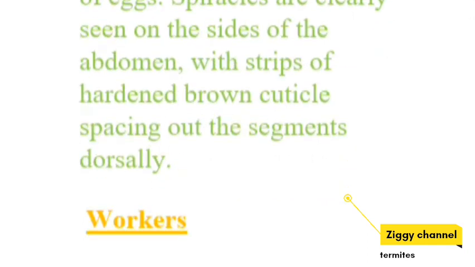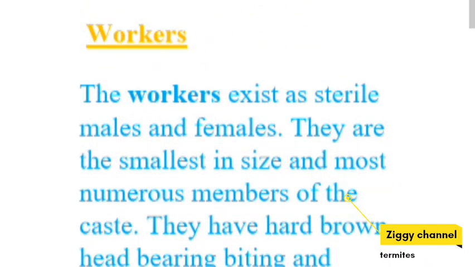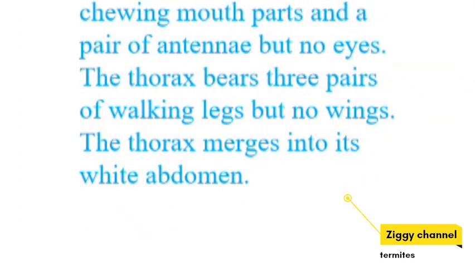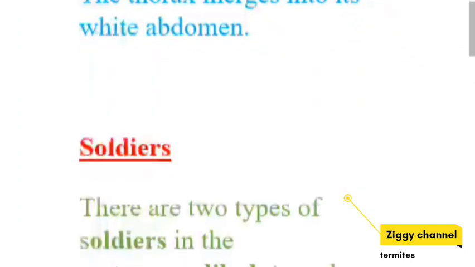Workers. The workers exist as sterile males and females. They are the smallest in size and most numerous members of the caste. They have a dark brown head bearing biting and chewing mouth parts and a pair of antennae but no eyes. The thorax bears three pairs of walking legs but no wings. The thorax merges into its white abdomen.